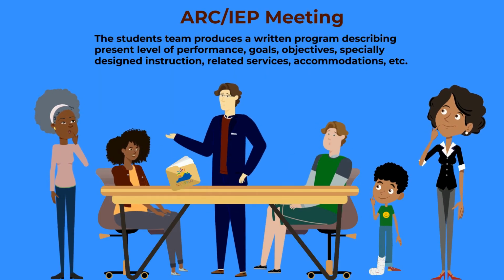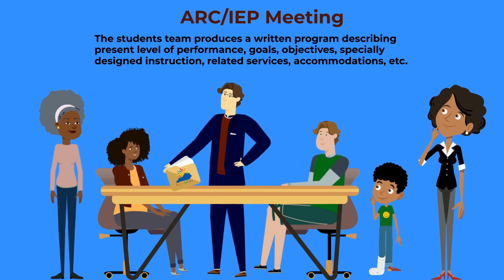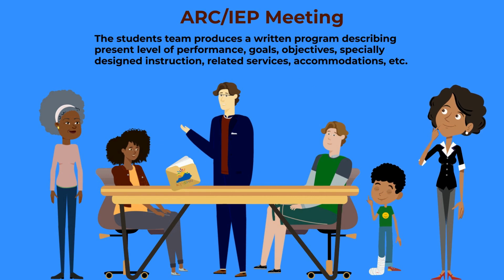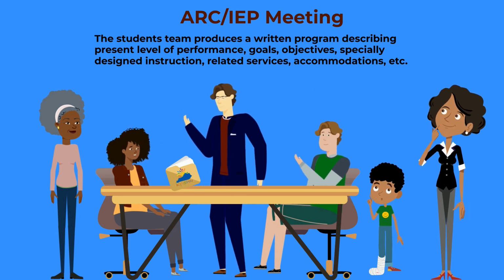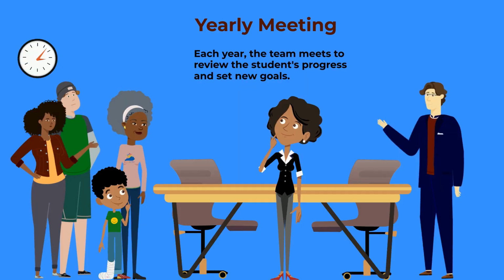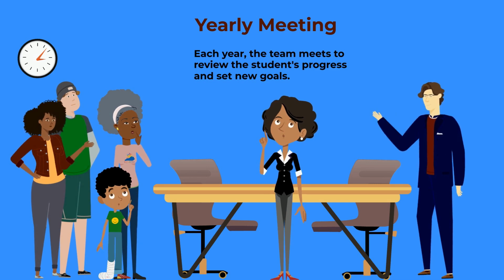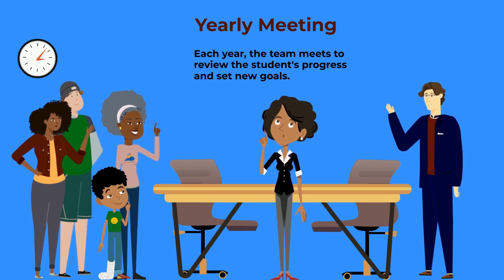ARC/IEP meeting. The student's team produces a written program describing present level of performance, goals, objectives, specially designed instruction, related services, accommodations, etc. Yearly meeting. Each year, the team meets to review the student's progress and set new goals.